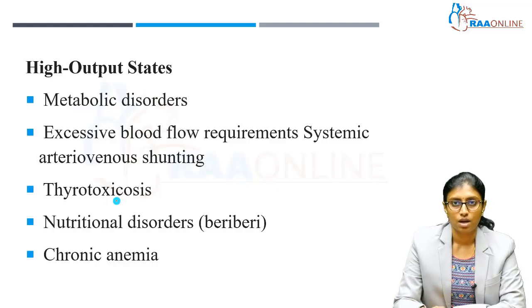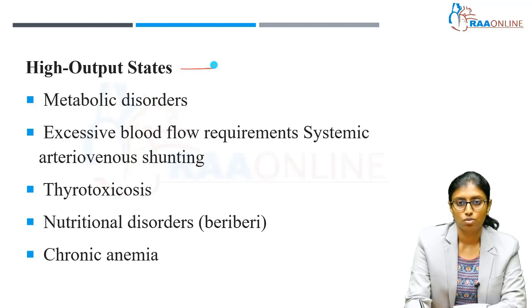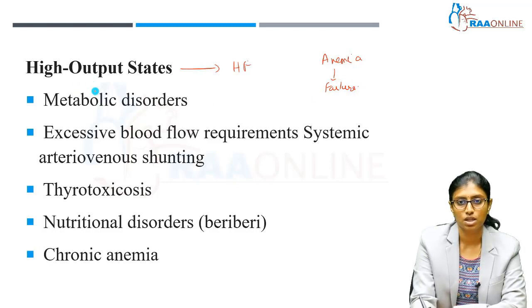Beyond this, there are certain high output states which will also lead to heart failure. You would have often seen one diagnosis called anemia and failure. So severe anemia leading to heart failure, that is a high output state which is resulting in heart failure. So what are the high output states which are going to result in heart failure like manifestations?